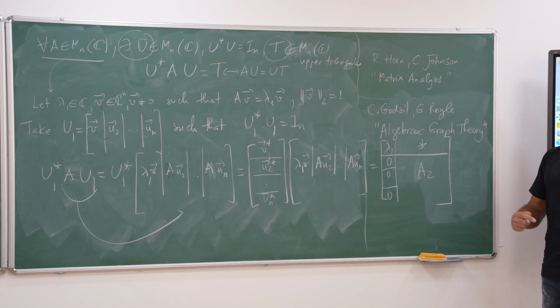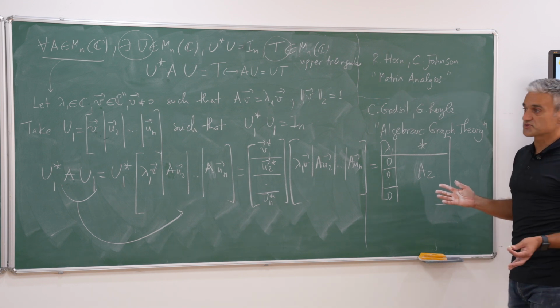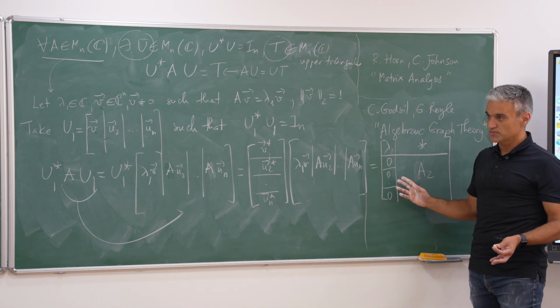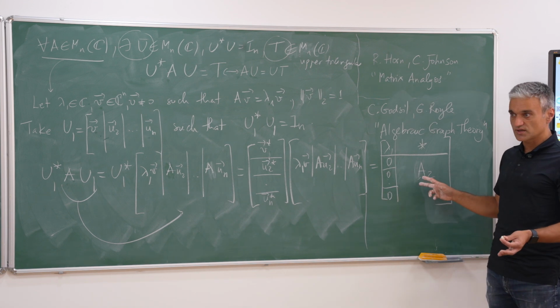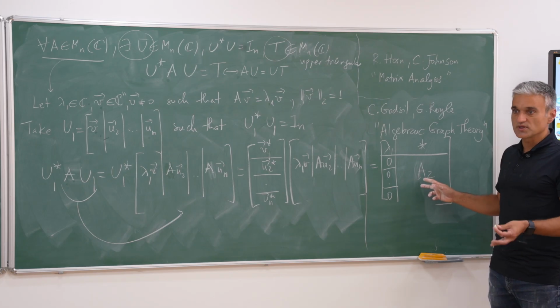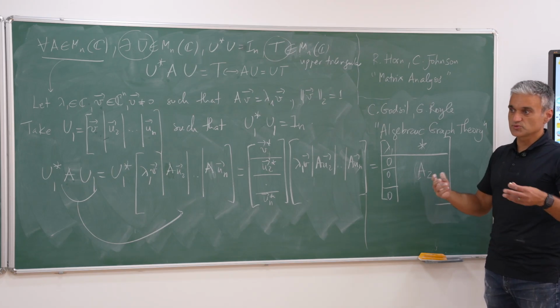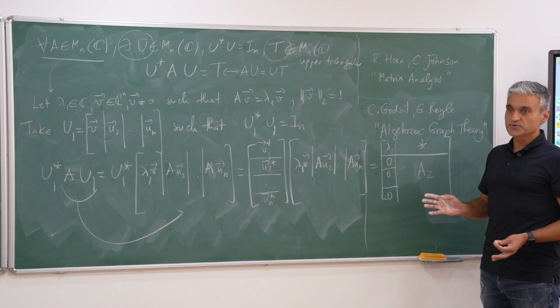Okay? So now you kind of see the idea. What's the idea? You want to get to upper triangular. You already cleared up the first column. You want to go inside here, and you want to clear up the same thing. So you do the same thing. A2 is a complex matrix. You pick an eigenvector, fill it up with a unitary.